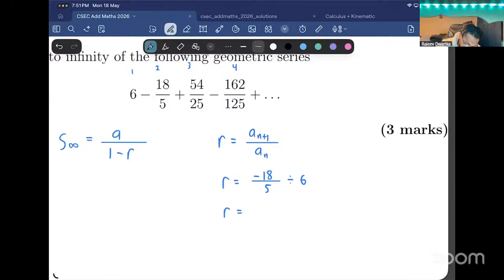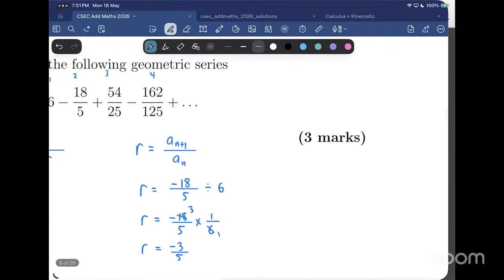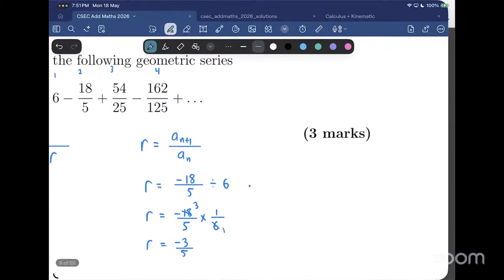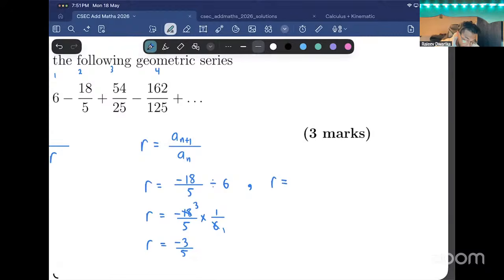If you work it out using SEC maths, you change that 6 to 1 over 6. And 6 into 6, 1, 6 into 18 is 3. And you should get the common ratio is minus 3 over 5. Just confirm that. Yes, sir. And just to be on the safe side, I would advise you to do it for another pair. So I could pick the third term and the second term: 54 over 25 divided by minus 18 over 5.